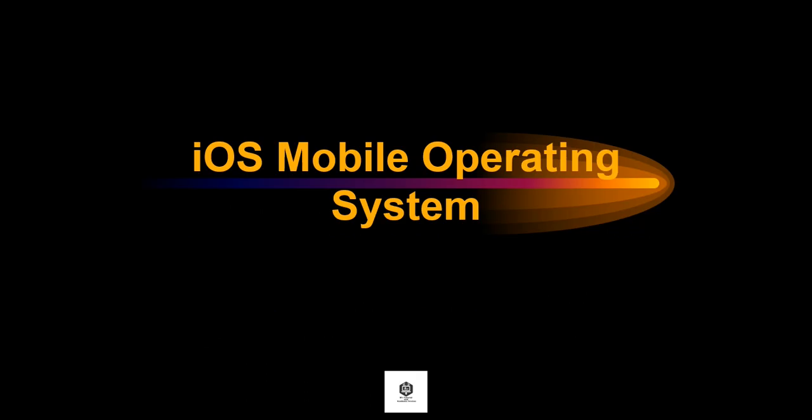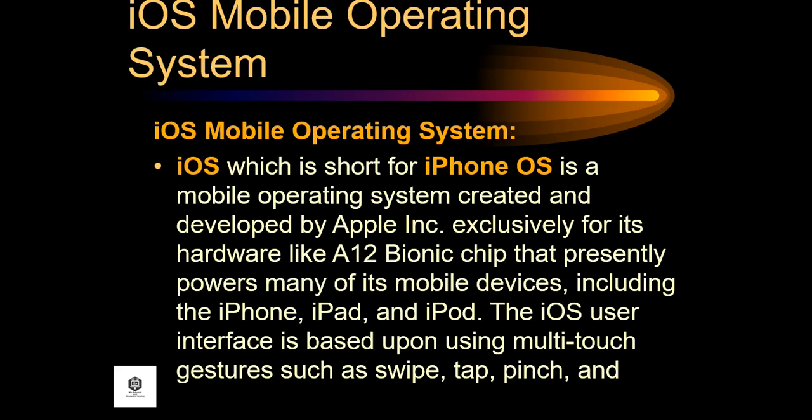Next is the iOS mobile operating system. iOS, which is short for iPhone OS, is a mobile operating system created and developed by Apple Incorporated exclusively for its hardware, like the A12 Bionic chip that presently powers many of its mobile devices, including the iPhone, iPad, and iPod.